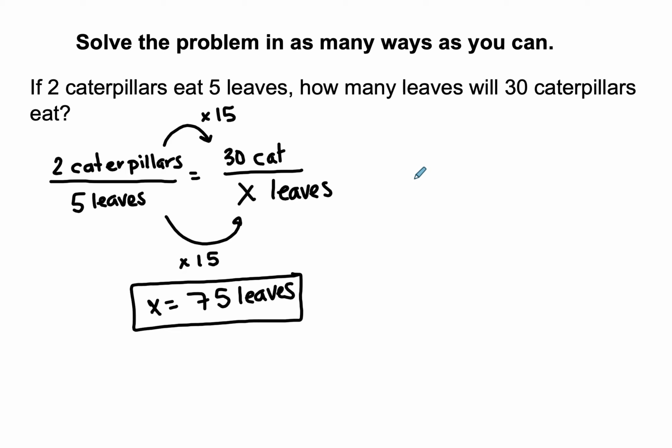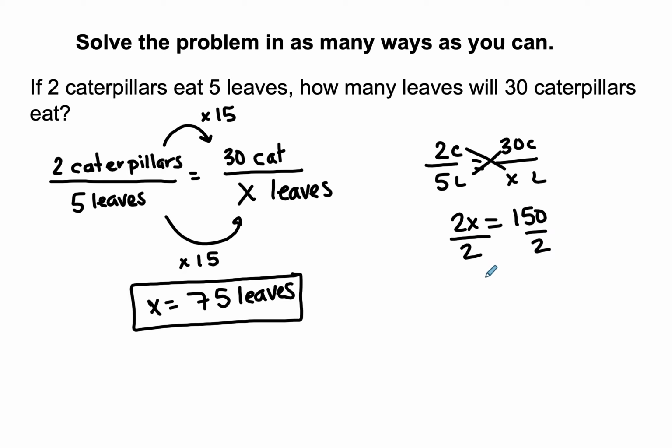Okay, so that's one way to do it. You could have also written the same proportion. I'm just going to use one letter instead of the whole word. 2 caterpillars, 5 leaves, 30 caterpillars, X leaves. And I could have done cross products. I could have said 2 times X is 2X. 5 times 30 is 150. And then I'm going to divide both sides by 2. And I still get X equals 75 leaves.